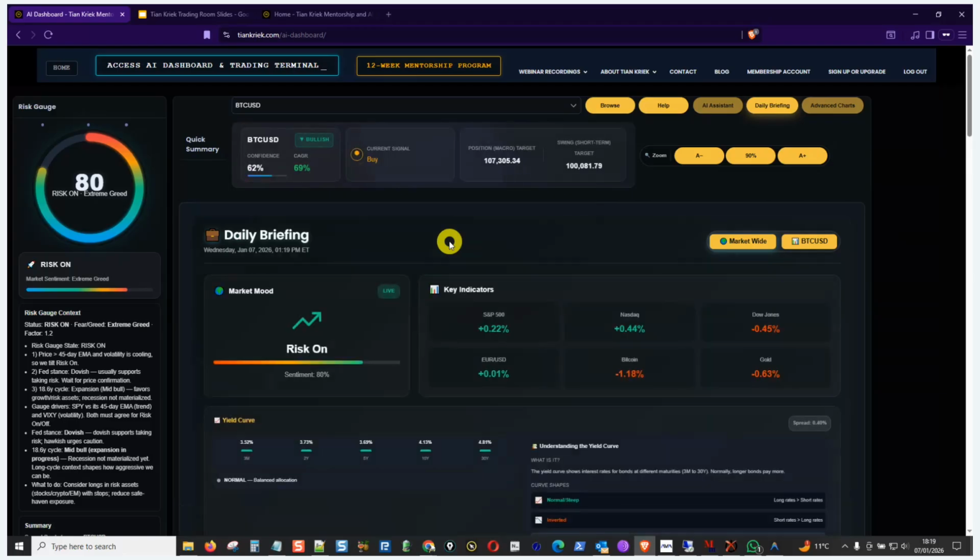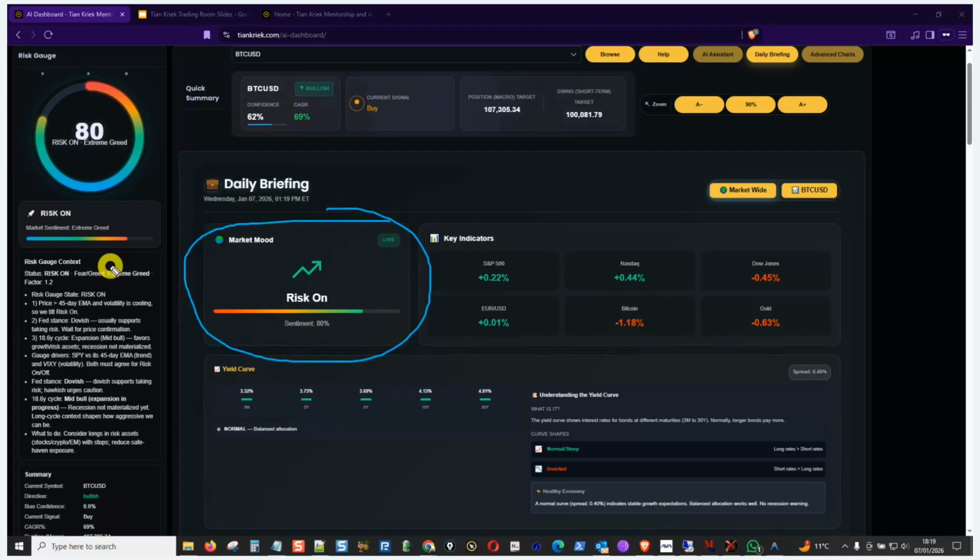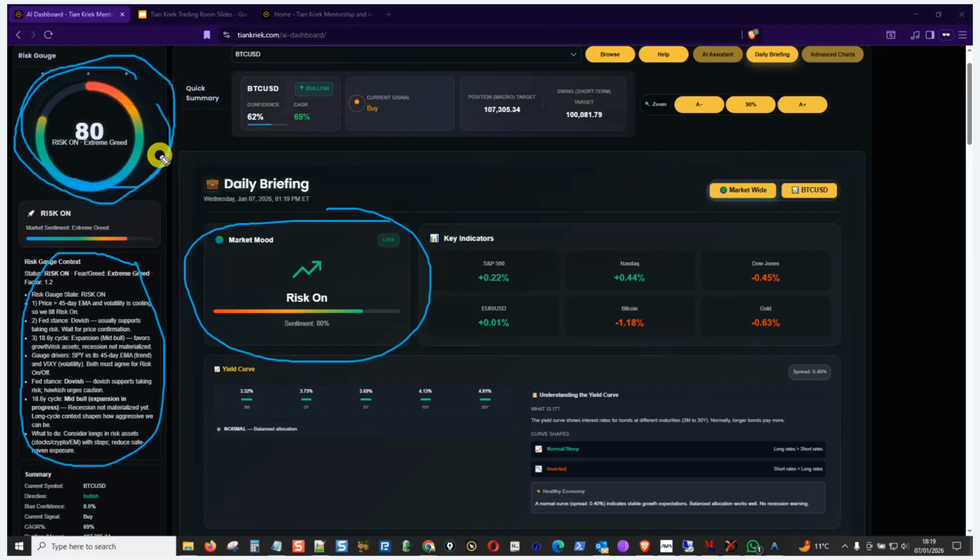Patience. All right. So in the daily briefing, you can see what the market mood is. Currently we are risk on. And the reason we are risk on is according to my risk gauge and the formula that we use, which is a combination of the fundamentals, macroeconomic analysis, technicals, and where we are finding ourselves within the 18.6-year property cycle.